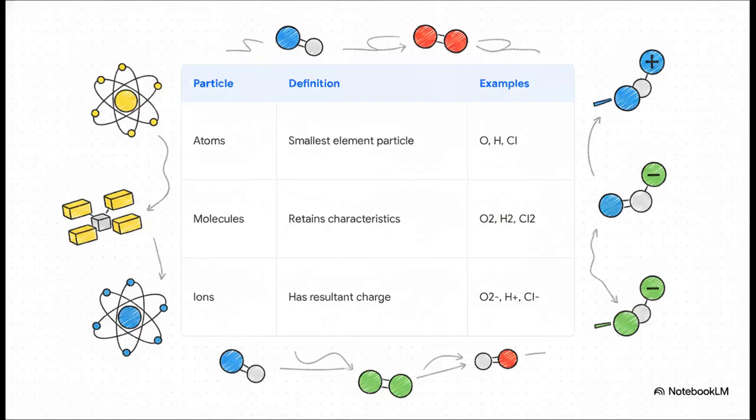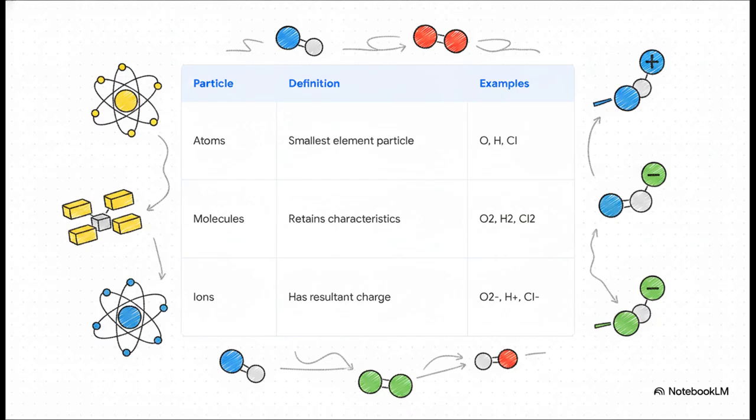Now, if we zoom way in, past anything our naked eyes can see, matter breaks down into three microscopic building blocks. First up, atoms. An atom is the absolute smallest particle of an element that can actually take part in a chemical reaction. You can think of it as the ultimate foundational Lego brick.